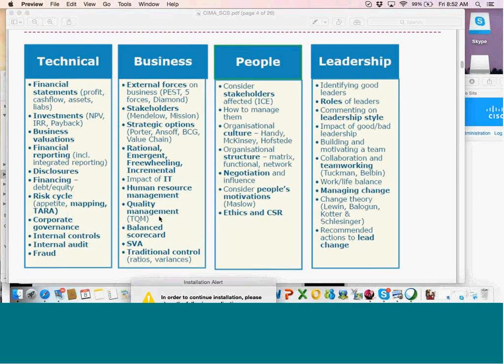Okay, people and leadership. People take in the different cultures, because we are operating in different parts of the world, right? The structure that you will have, and influencing that, may be a major role. Motivations, ethics, CSR. Now, people will play a predominant role in this.